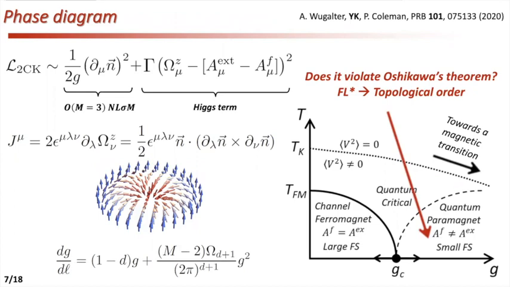So you have a coherent locking between the two A's. But in the other phase, they are proliferated, so the coherent locking is destroyed. You have a small Fermi surface. So all I told you is a non-magnetic transition. The magnetic transition is way to the right. And now, given that I have a small Fermi surface, it's natural to ask, is this a fractionalized Fermi liquid, an FL star? Do we have topological order? What happens with Oshikawa's theorem?